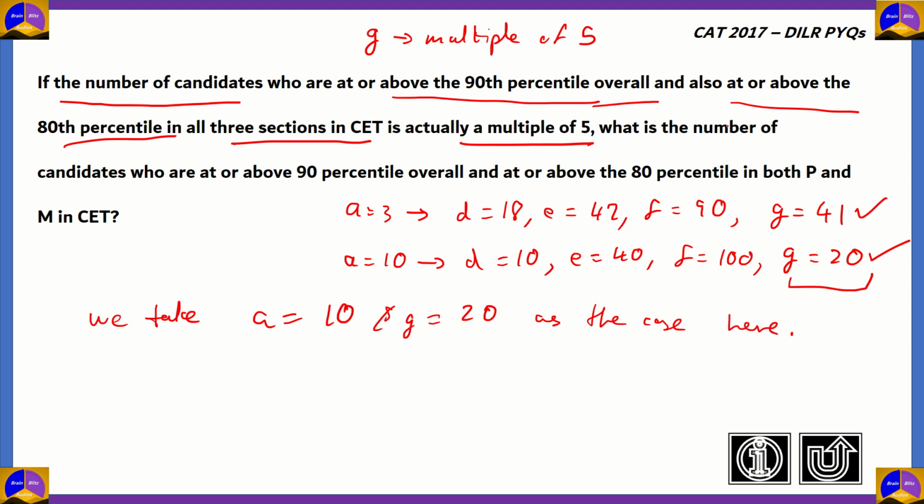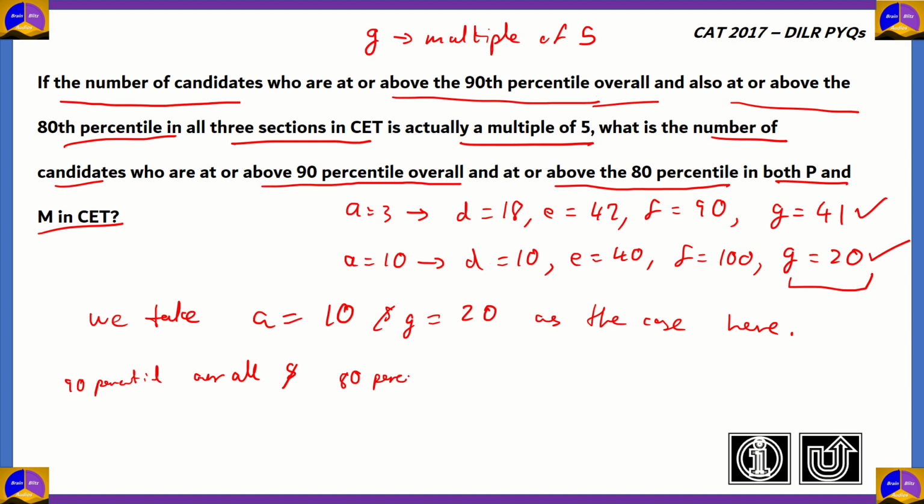Okay? We need to find out the number of candidates who are at or above 90 percentile overall and at or above the 80 percentile in both P and M. Okay? So 90 percentile overall and 80 percentile in both P and M. Now we will find the corresponding letters.